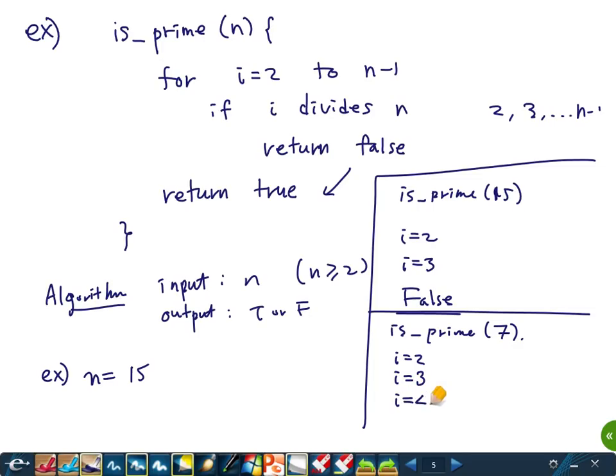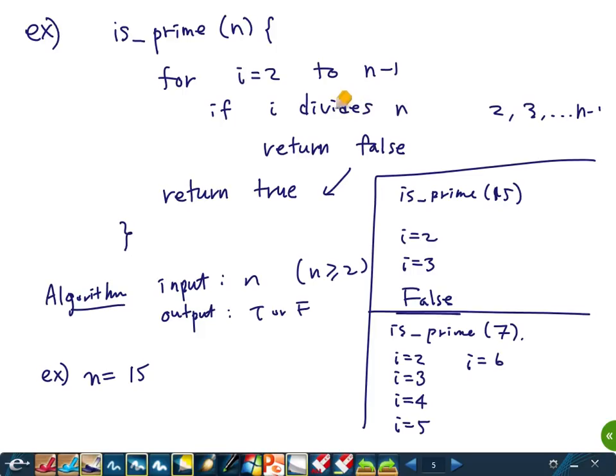Increase I by 1. I is 4. 4 does not divide 7, so it passes again. I is 5. 5 does not divide this, so it passes this statement. I equals 6 now. 6 does not divide 7, so it passes this statement. And finally, 6 is n minus 1.